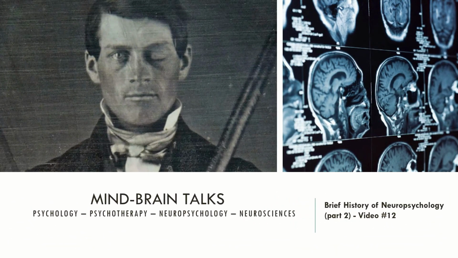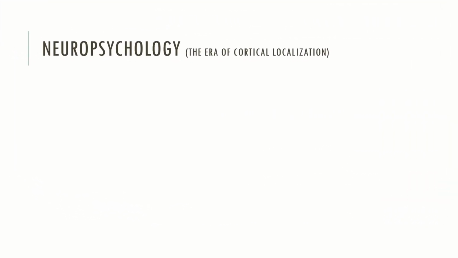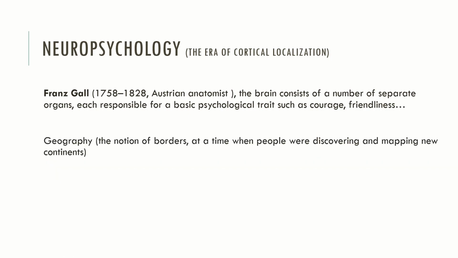So now let's continue the second part of the video dedicated to the history of neuropsychology. Franz Gall stated that the brain consists of a number of separate organs, each one responsible for basic psychological traits such as courage and friendliness. Gall stated that the brain would also be explored by its geography, which is the notion of borders at the time when people were discovering and mapping new continents. So, Gall applied the notion of geography to brain exploration.